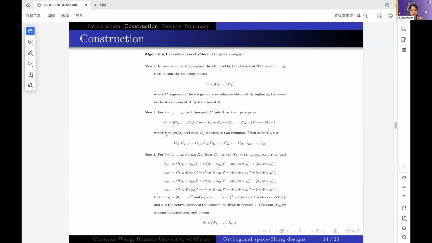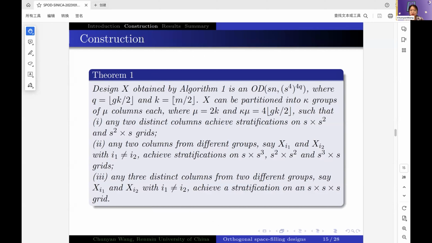And for the designs obtained from algorithm 1, we have the following result, theorem 1. Design X from algorithm 1, first of all, is column orthogonal. It means any two columns have correlation 0. And second, it can be divided into compact groups of mu columns each. And after this grouping method, the design columns have the following desirable space filling properties.